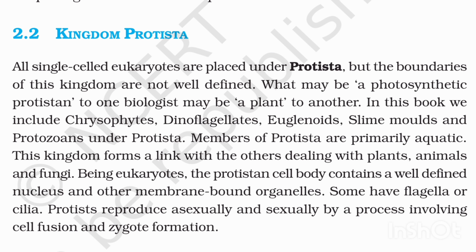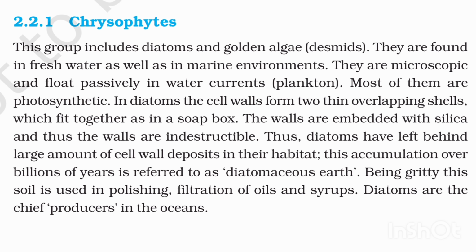Being eukaryotes, the protistan cell body contains a well-defined nucleus and other membrane-bound organelles. Some have flagella or cilia. Protists reproduce asexually and sexually by a process involving cell fusion and zygote formation. Chrysophytes. This group includes diatoms and golden algae, desmids. They are found in fresh water as well as in marine environments. They are microscopic and float passively in water currents, plankton.